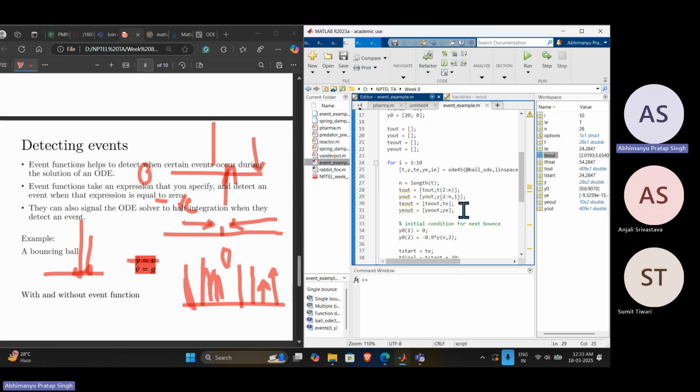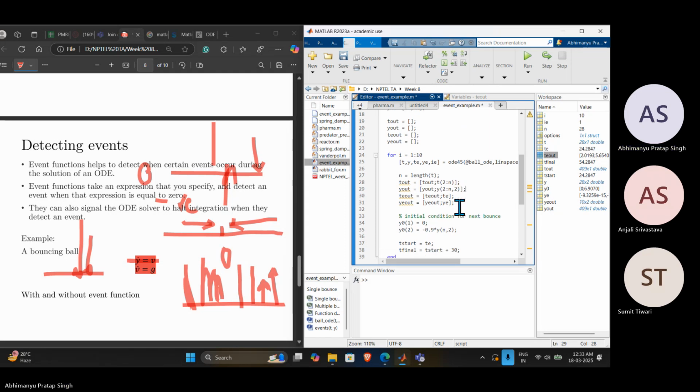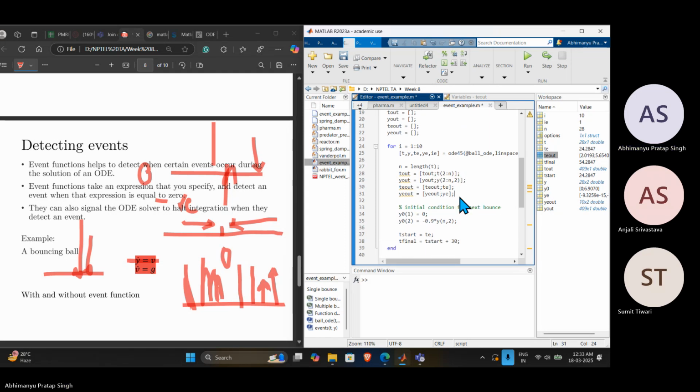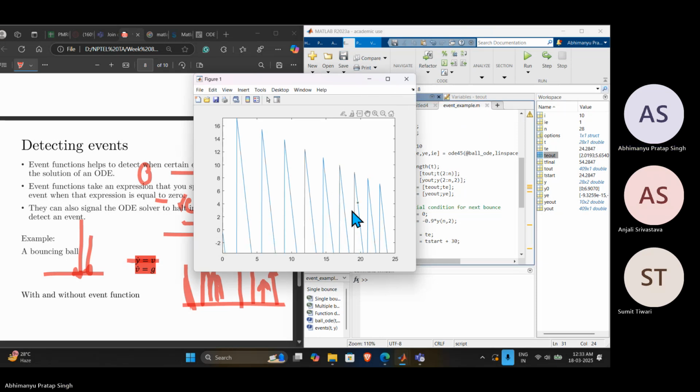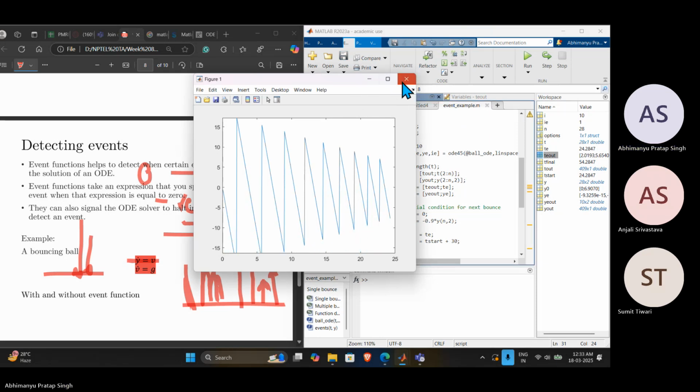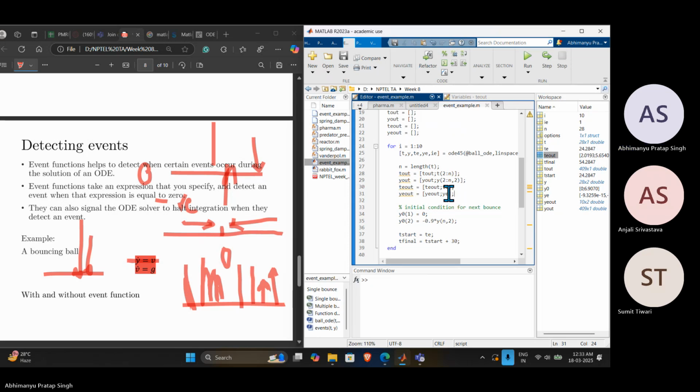If I try to store, instead of this, the velocity of the ball, I'll run this again. Sorry, this should be one only.